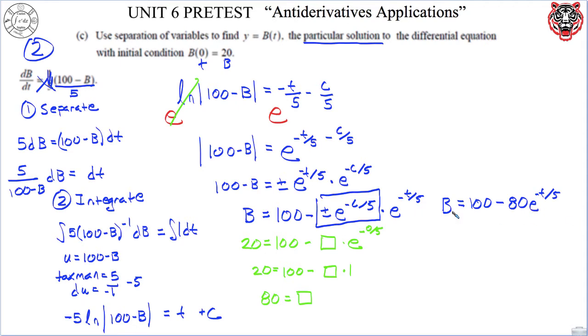So where did all of our points come in? We got 1 point for separating, plus 1. We got 1 point for integrating. The left-hand side was the hardest, so plus 1 for integrating. Integrating, you finally get it down here, plus 1, and plus 1 for the constant.